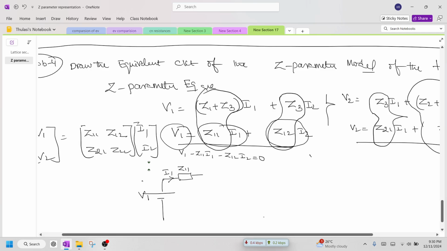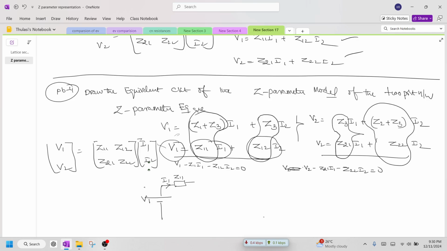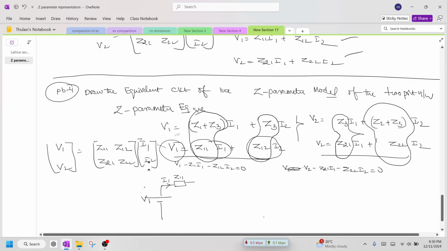So similarly here also we have to write down V2 minus Z21 I1 minus Z22 I2 is equal to 0. I just moved this to the left hand side to write down the equation, very simple. So this is one drop, and you can see this drop is not linked at the input port, this is at the output port. So we are going to draw a dependent source with the polarities positive, negative. The magnitude of this source is Z12 I2. So the input port is completed.